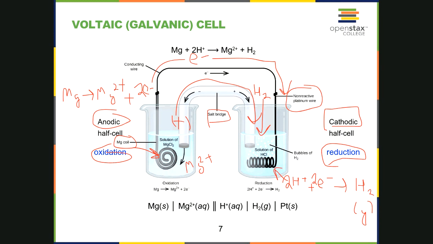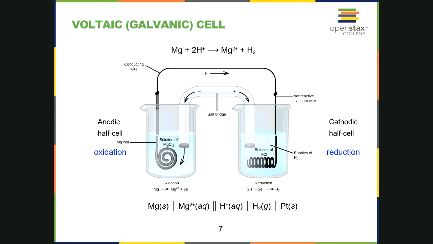Okay, I'm going to erase, and I want to talk about what we see here at the bottom. This down here is a shorthand way of representing what we have in the picture above. So this is going to give us a representation of what we see up there. And here's how it's going to work. It starts out with whatever is your electrode over on the anode side. So that's magnesium solid. And then we said that magnesium solid is going to get converted into magnesium cation, Mg2+.